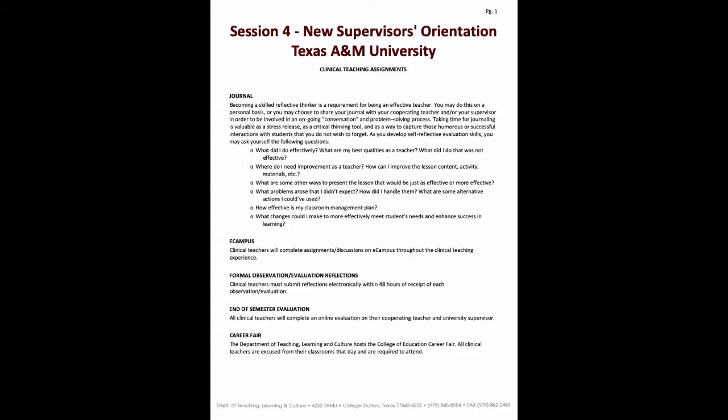I read each journal entry and initial it so my clinical teachers know I've read it. Journaling forces the clinical teacher to think about what is happening in the classroom, and reading these journal entries helps me get to know each clinical teacher in an individual manner. I really learn a lot by reading these journal entries.